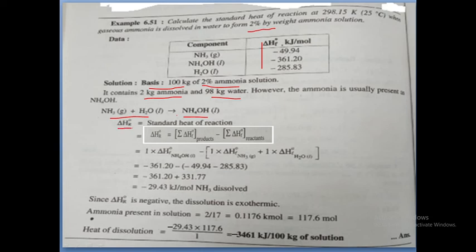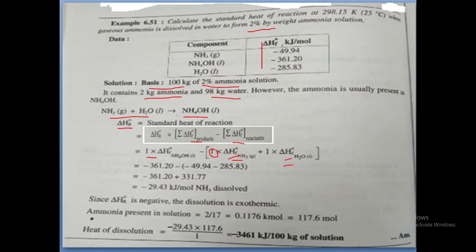So the standard heat of reaction formula: the standard heat of reaction is equal to the summation of products minus the summation of reactants. Are you clear? As per the reaction, how many products are there? Only one product, ammonium hydroxide, with stoichiometric coefficient 1. So 1 into standard heat of formation of ammonium hydroxide minus, what about the reactants? As per the reaction we have two reactants. One is ammonia, with stoichiometric coefficient 1. So 1 into standard heat of formation of ammonia plus 1 into standard heat of formation of water. Are you clear or not?